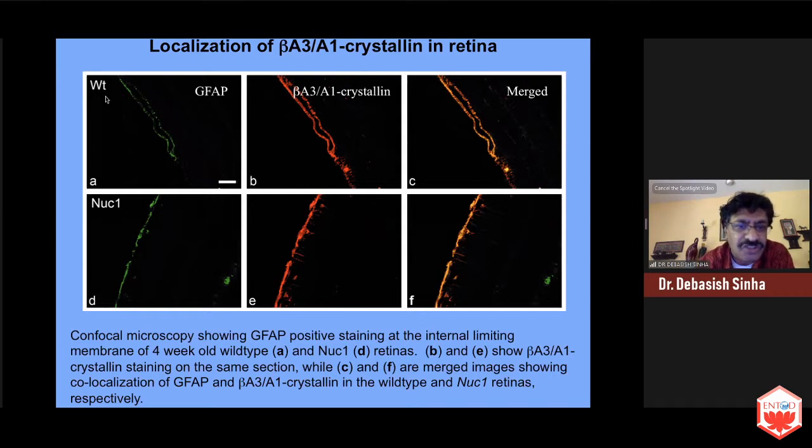I'm only showing you astrocytes because there is very faint expression of this protein in the ganglion cells, but it is highly expressed in the astrocytes. In the astrocytes, as you see here, expressed by GFAP, and this is the crystalline. So it's highly expressed there, and so we see the expression is in the Nuke1 also. So the Nuke1 mutation, it's a loss of function, or it can be a gain of toxic function, but the protein itself is still there.